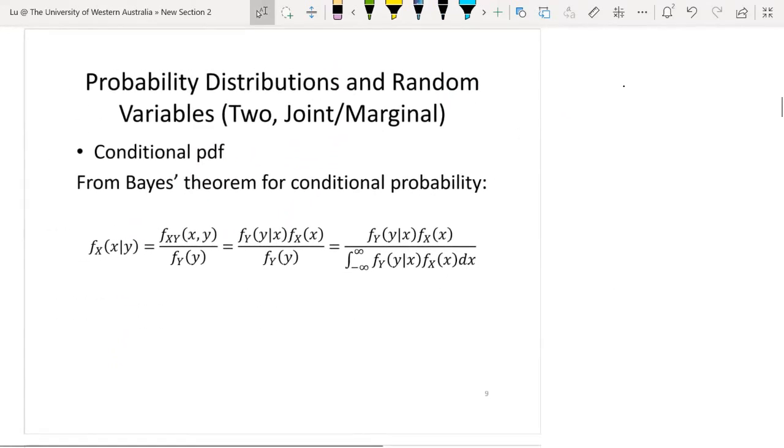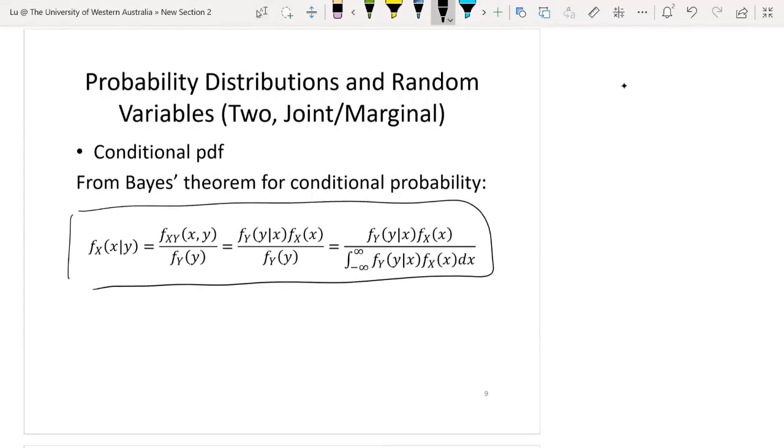Conditional PDF. I think this part is very similar to the one we discussed in lecture 1. I don't want to go through the mathematical derivation again, so I leave that to you. If you do not want to go through the mathematical procedure to derive this formula, that's fine, but you must know this formula, and you must understand the meanings behind it.